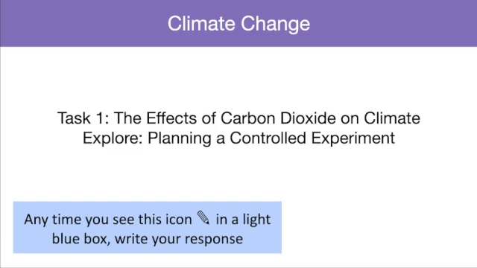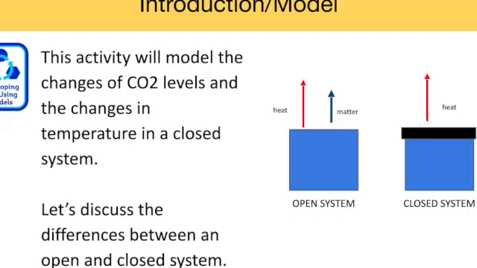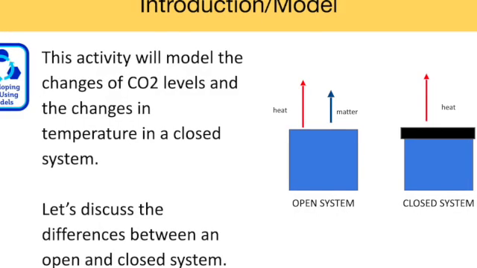This week, students will plan and perform a controlled experiment in order to test the effect of carbon dioxide on climate, specifically, the effect of carbon dioxide on the temperature in the Earth's atmosphere. Because we can't perform an experiment on the Earth using the actual atmosphere, we'll instead create a model of the atmosphere, increase the level of carbon dioxide in the model, and then test its temperature against a control when heat is added. We will model this using a closed system.